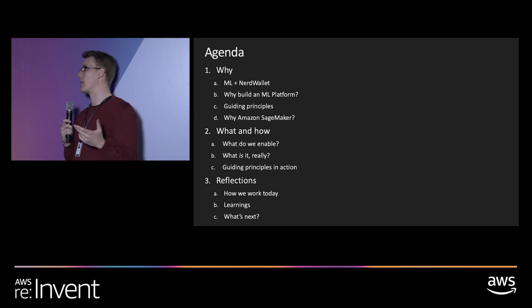And finally, some of the guiding principles in action that we talked about earlier in the talk with some of the architecture constraints. And then finally, we're going to reflect. What are some of the things that we learned? And what's coming next for ML platform at NerdWallet?